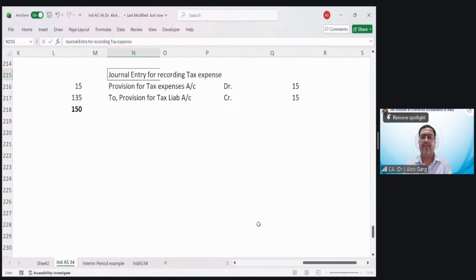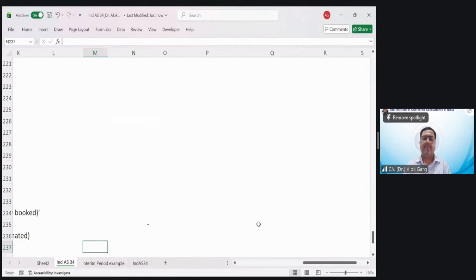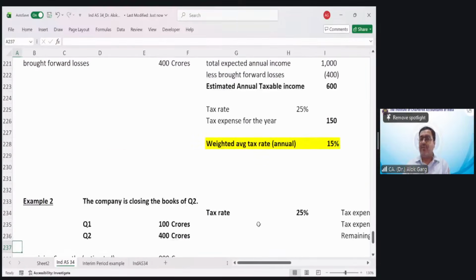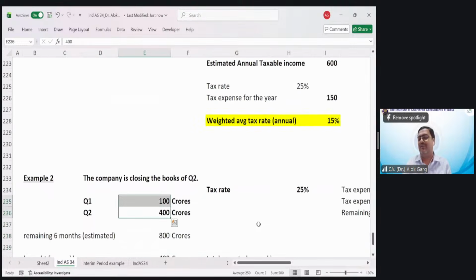Tax expense in Q1. Okay. Right. Now, quarter two has come. Now, what happened? In quarter one, we have earned 100 crores. In quarter two, we have earned 400 crores. Right? So, how much total amount we have earned in the half year? 500 crores. Right?